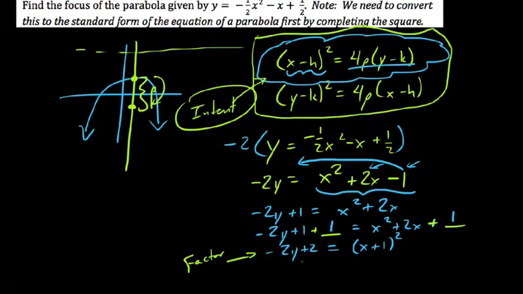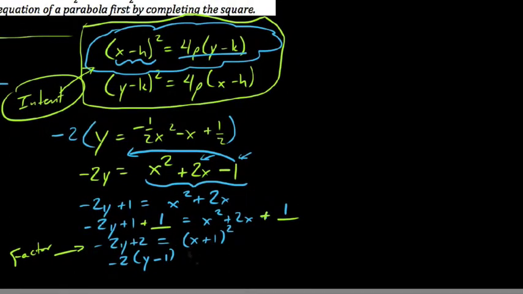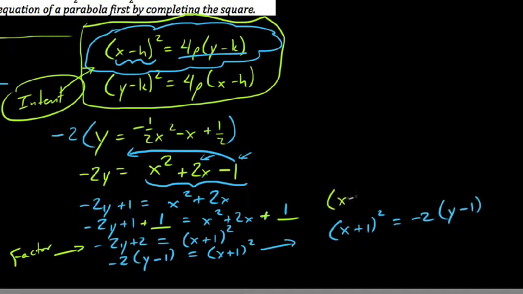So if we factored out, say, negative 2, we'd get y minus 1 equals x plus 1 squared. Now trust me on this. If I rewrote this as x plus 1 squared equals negative 2 times y minus 1, you can start to see how this is related to x minus h squared equals 4p times y minus k.